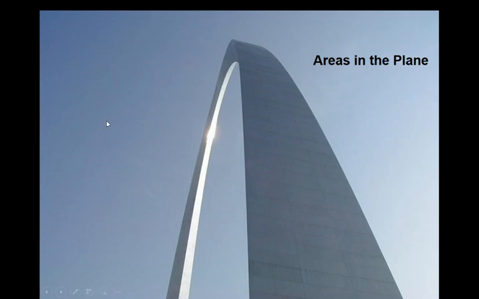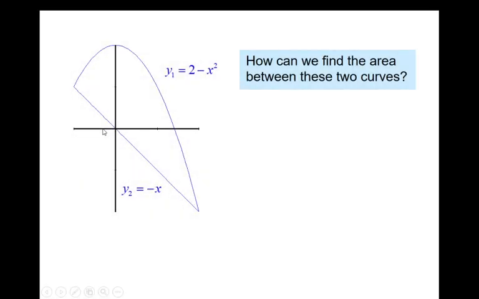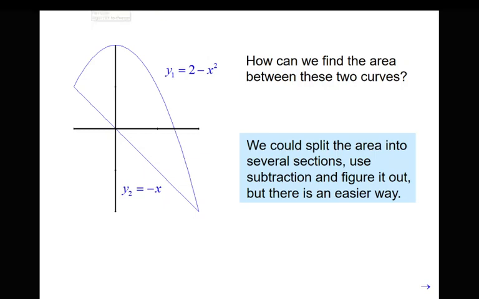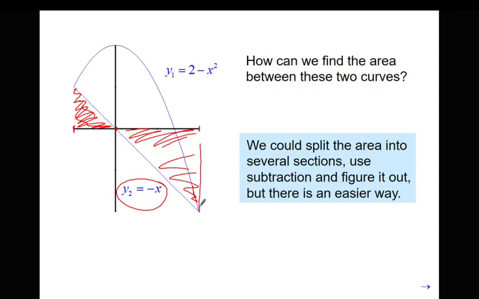Okay, so how can we find these areas? Okay, this area enclosed right here between these two curves. Now we could split it up into a bunch of little sections using integration. For instance, this linear function. If I do the integral from here to here, it's going to give me this area, okay? And then from here to here, it's going to give me all of this area right here, okay? But I don't want all of that area.